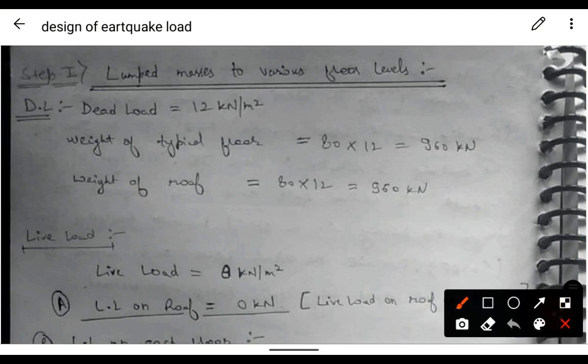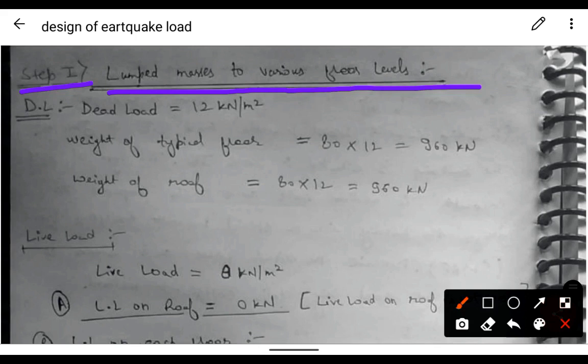So our very first step is step number 1, which says that we need to find the lumped mass at various floor levels. Here you can see, according to the data given to us in this question, this building consists of 3 stories. So from that we need to find the total mass, the total load on this building at various floor levels. So first we are going to calculate the dead load.